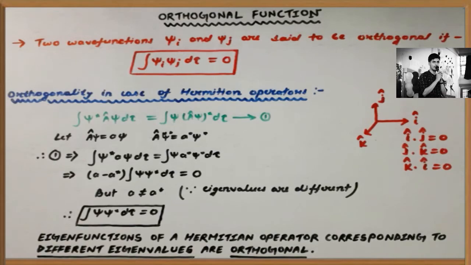Here I am taking two wave functions, psi i and psi j. Physically, these two wave functions are said to be orthogonal if they do not overlap with each other, or they can't overlap with each other.